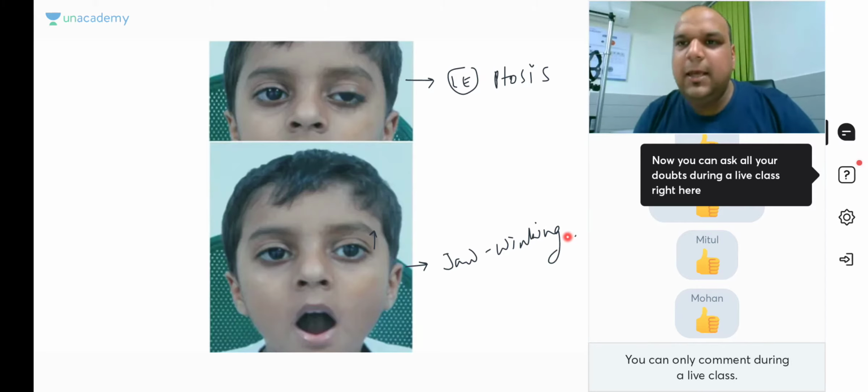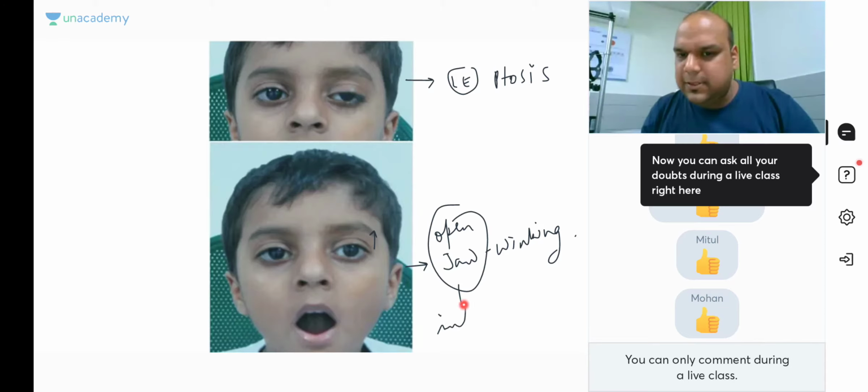Am I clear, everybody? If you open the jaw, the eyelid will go up. If you close the jaw, the eyelid will come down as if you are winking, jaw winking. No confusion about it. Open jaw, improve ptosis.